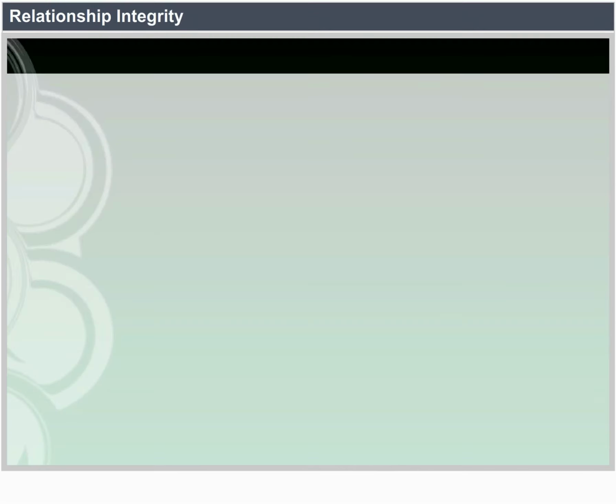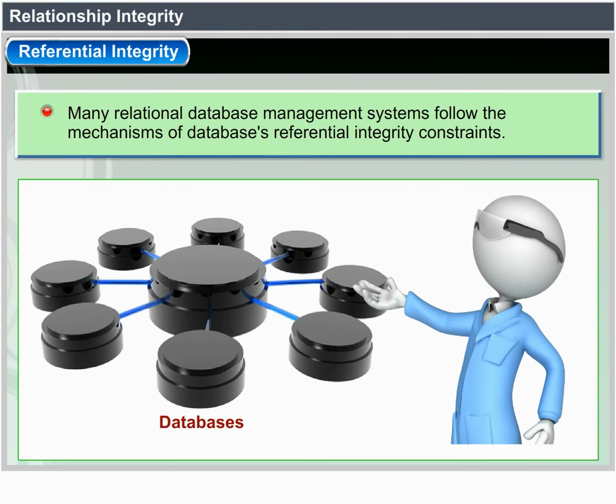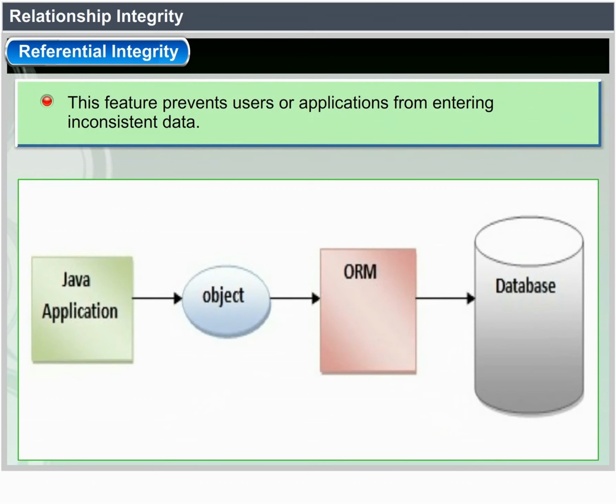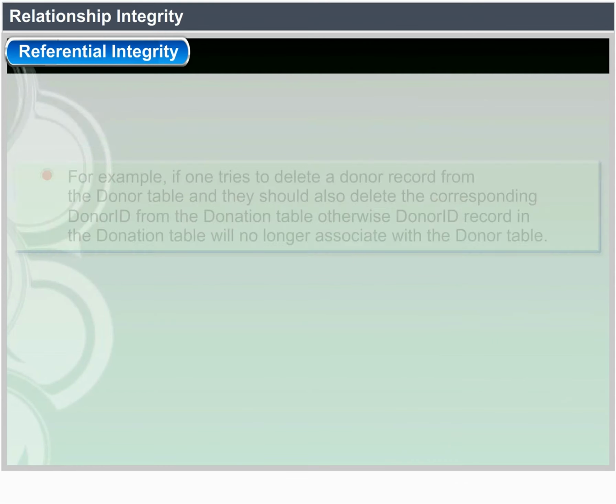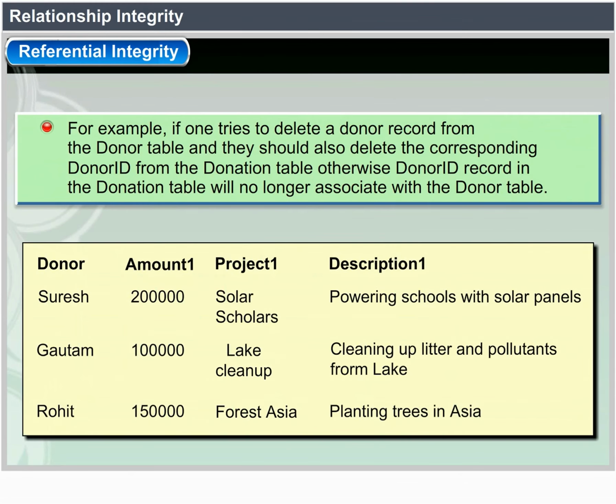Relationship integrity. Referential integrity. Many relational database management systems include mechanisms that enforce a database's referential integrity. Referential integrity is another measure of the consistency of the data in a database. Referential integrity is violated when the relation to which a foreign key refers no longer exists. For example, if one deletes a donor from the donor table without also deleting the corresponding donations from the donation table, then the donor ID field in the donation record would refer to a non-existent donor.